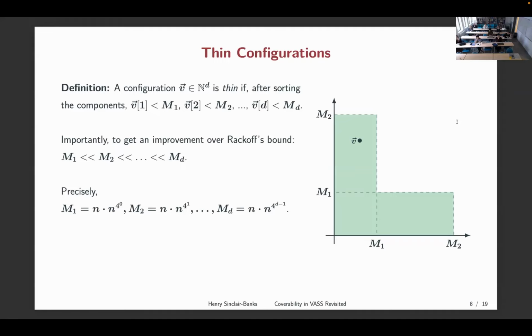Don't worry about where the 4 came from. It will fall out of the proof. It'll be clear why we're very lazy with that choice. But as long as it's constant, we get an improvement.